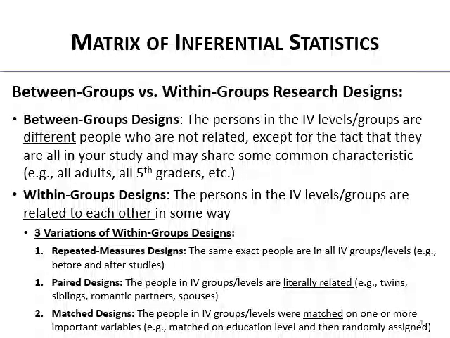So if it isn't one of these three, you've got a between groups design. If they're not the same people, they're not paired up because they're related, and you didn't match them up artificially, it's a between groups design.